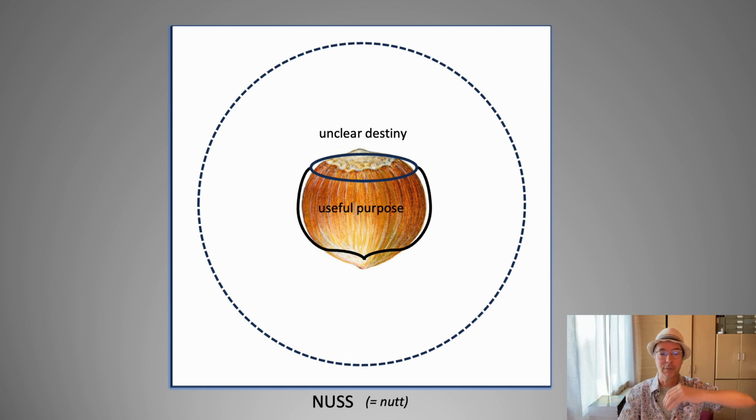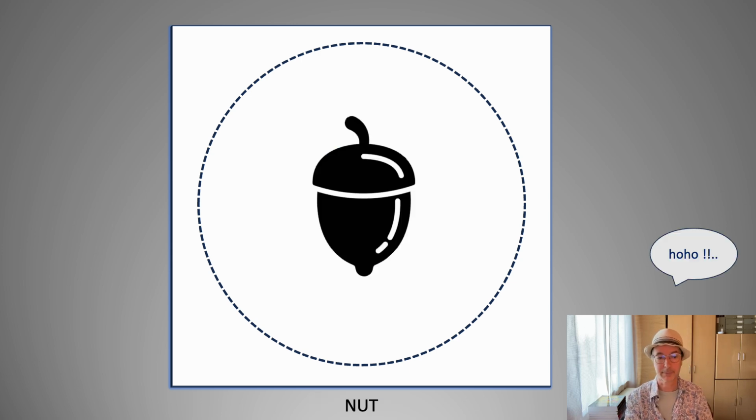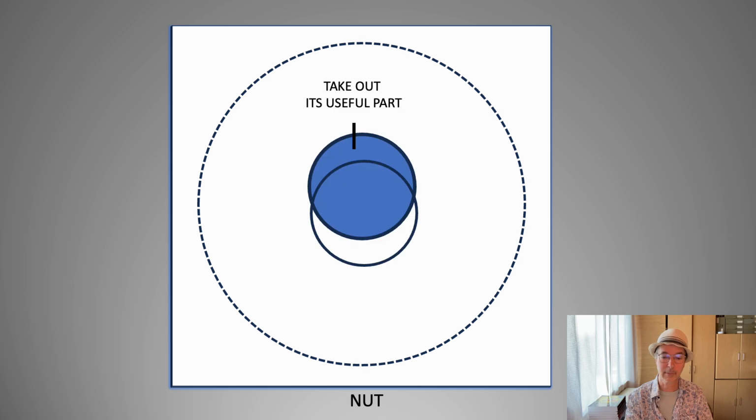Within is this form which is going to press itself out in two sections. It's this unclear destiny at one side, and this useful purpose at the other side, which is this dualism that is also there in the NUSS. But this NUSS or nut I can also express in English, so let's do that.